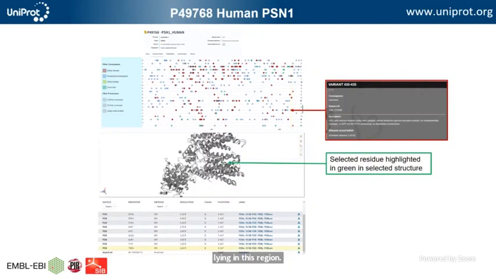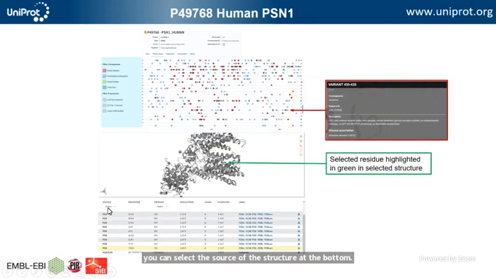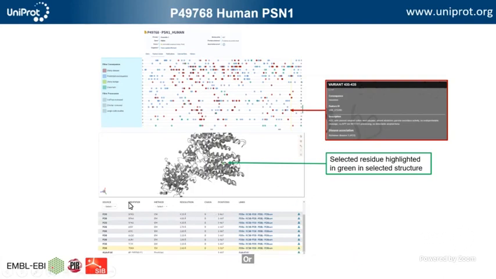Further, you can also analyze the impact of your variant, or where your variant is lying in the 3D structure of the protein, because the feature viewer also allows you to visualize 3D structures of proteins, both the experimental structures from PDB or predicted structures from AlphaFold. You can select the source of the structure at the bottom here, either the experimentally deduced structures from PDB or structure predictions from AlphaFold. And you can also filter for the method that was used.